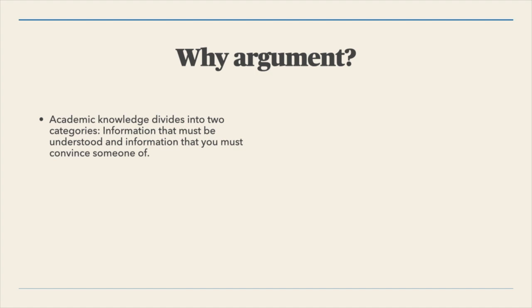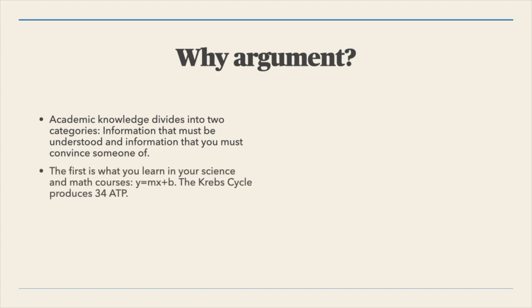Why argument? Well, academic knowledge divides into two categories: information that must be understood and information that you must convince someone of. It's a broad division of your math and English classes in one very, very simplistic version. Okay. The first is what you learn in your science and math courses. Y equals mx plus b. The Krebs cycle produces 34 ATP. No one argues these things. They're either true or they're false. It's as simple as that. This is why you can have tests that ask very specific, direct questions like this in some of your classes.